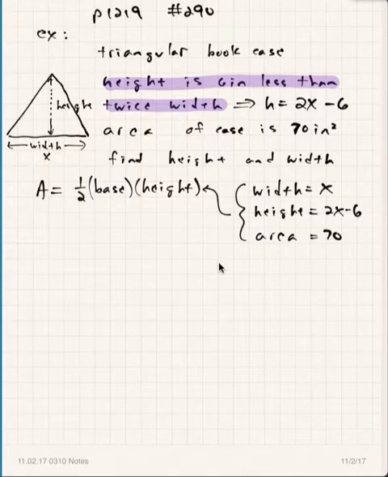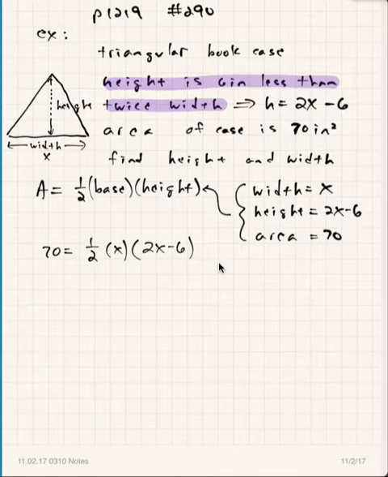All right, so when we do that, we've got 70 equals 1/2 the base, and remember base and height and width mean the same thing. So 1/2 times x times the height, which is 2x minus 6. And notice what you end up with here is a quadratic equation, because when you multiply this out, you're going to get an x squared in there. And so this is a quadratic equation that we're going to solve to answer the question in this problem.